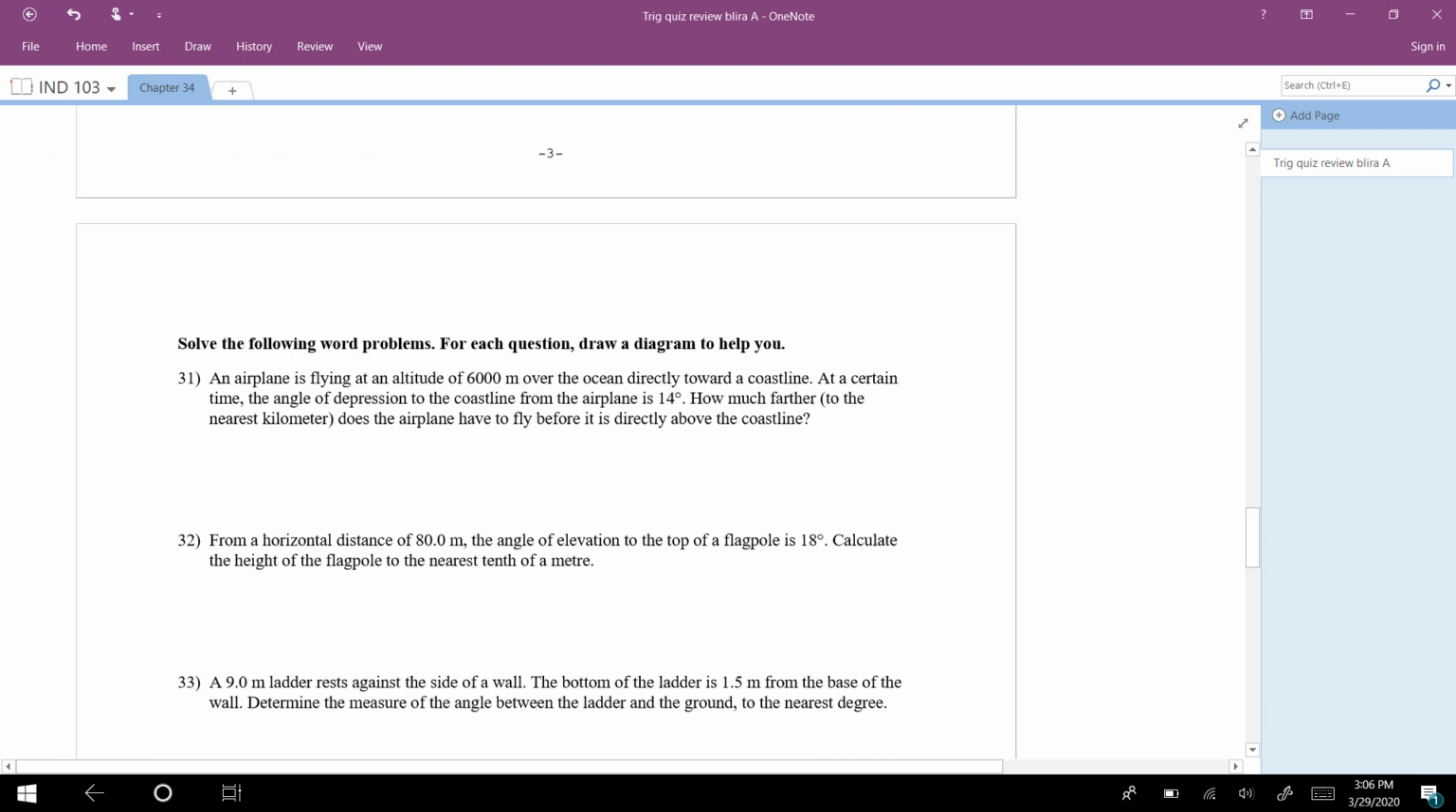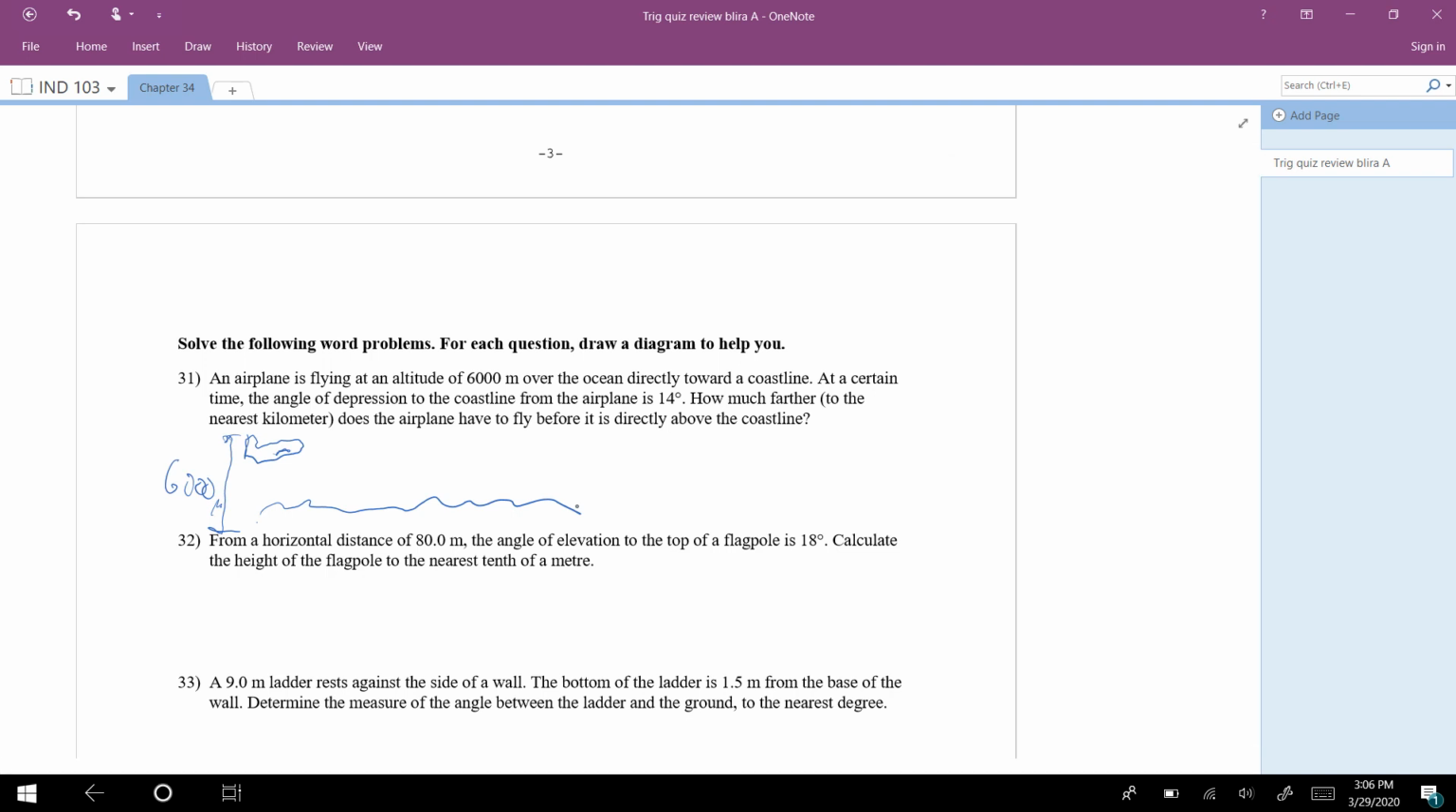So we got an airplane. Don't judge my airplane. Okay, you can judge it pretty hard. That's a pretty bad airplane. I have an airplane. It's flying at an altitude of 6,000 meters, over the ocean. Woo, there's ocean. Yay, look at the ocean. It's pretty. Okay, cool.